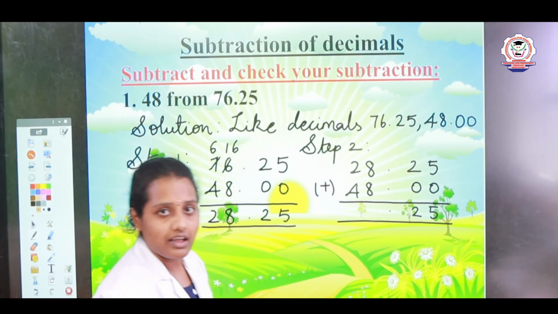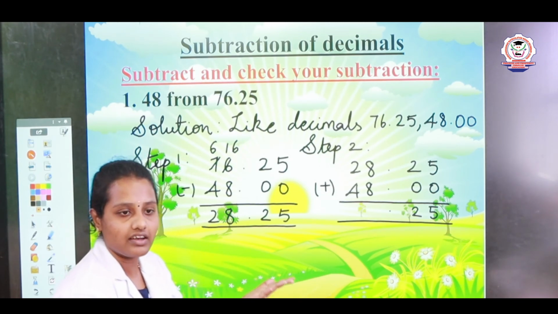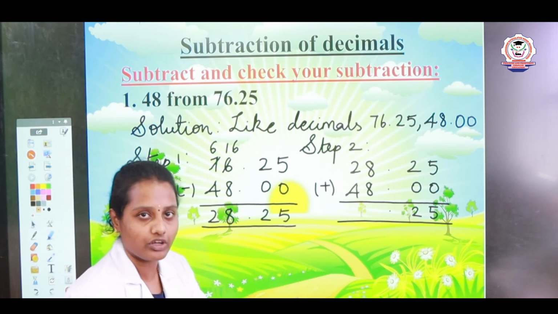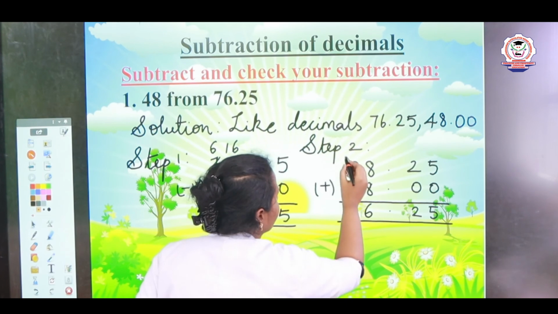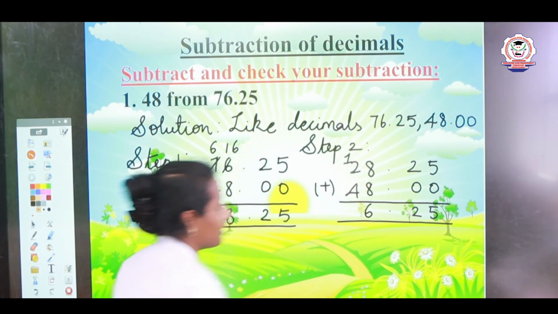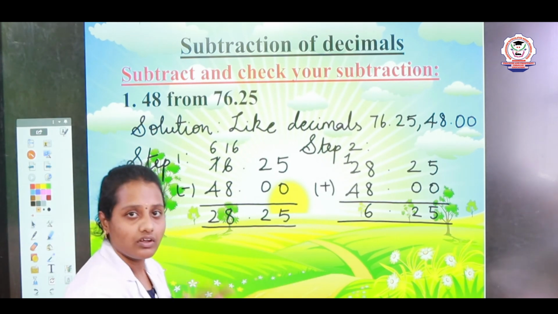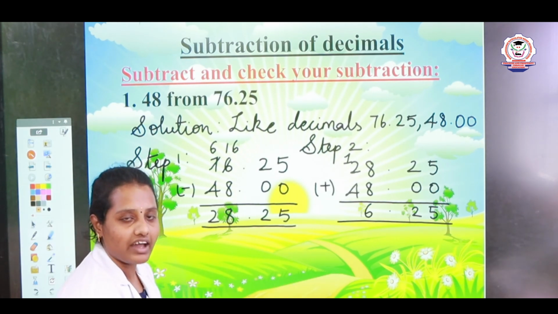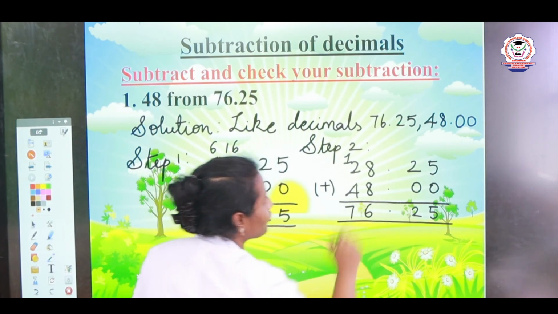8 plus 8. 8 in the mind, 8 in the finger. 8 after 9, 10, 11, 12, 13, 14, 15, 16. Very good. So 6 should be down and 1 will be the carry. Yes, 1 plus 2, 3. Very good. 3 plus 4. 3 after 4, 5, 6, 7. So we got the answer, that is 76.25.